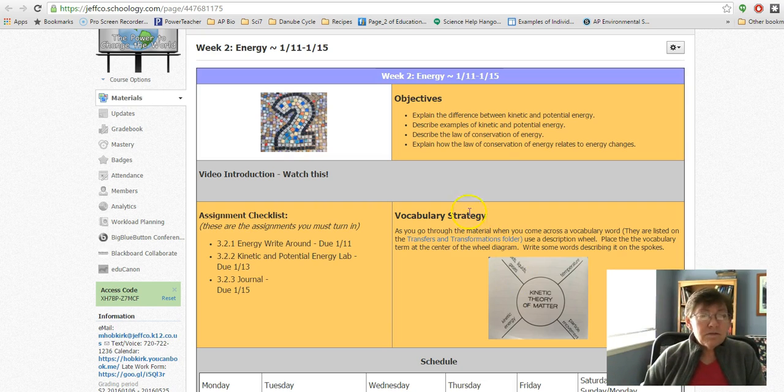So this week we're going to look at the differences between kinetic and potential energy. So at the end of the week I want you to be able to describe kinetic and potential energy. I want you to be able to describe the law of conservation of energy and explain how the law of conservation of energy relates to energy changes.